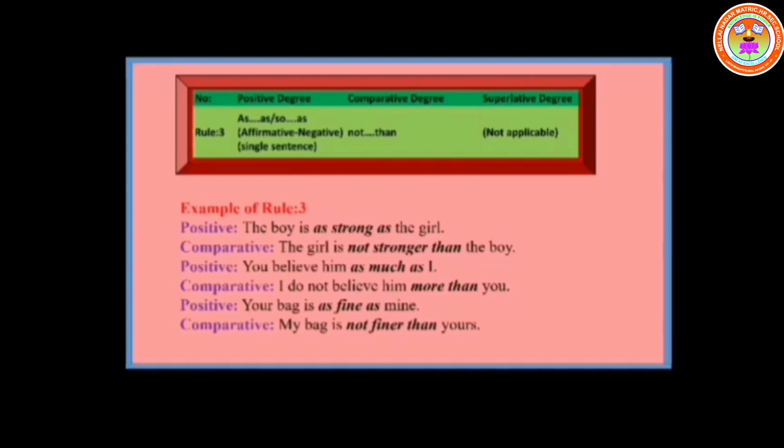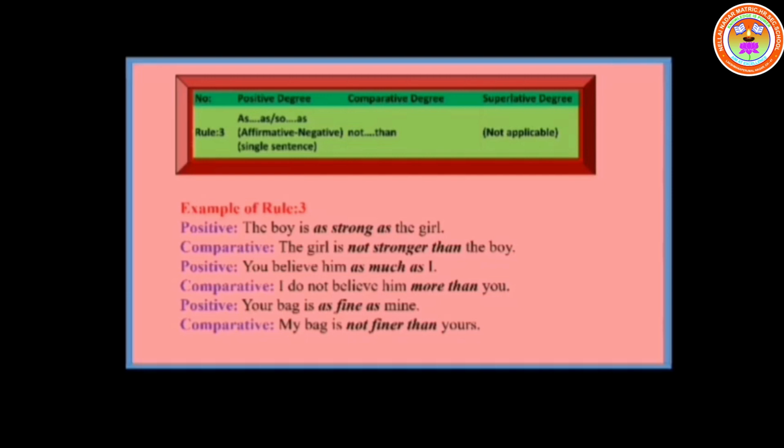Like that, in the second one: you believe him as much as I. Now I has come to the subject place. I do not believe him. "Much" has changed to "more". We are using the word "than". Now I has gone to the subject place and you has come to the object place.